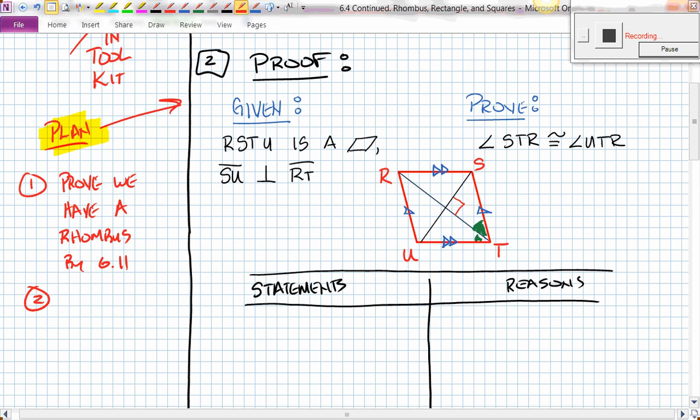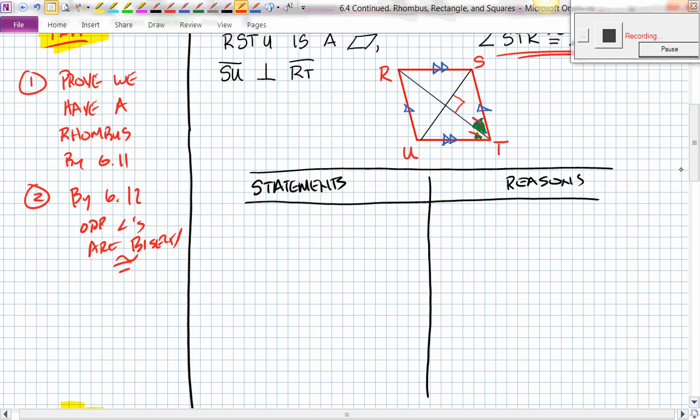If we have a rhombus, then by theorem 6.12, we know the diagonals bisect opposite angles, therefore they are congruent. That's what we're trying to prove. Isn't that what we're trying to prove right there? That these two angles are congruent to each other? Yes, that's the whole proof, you guys. All right, we're going to write that down.